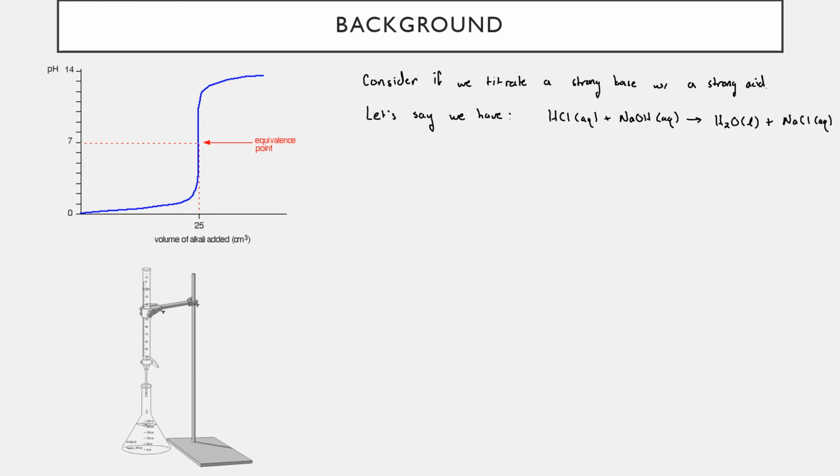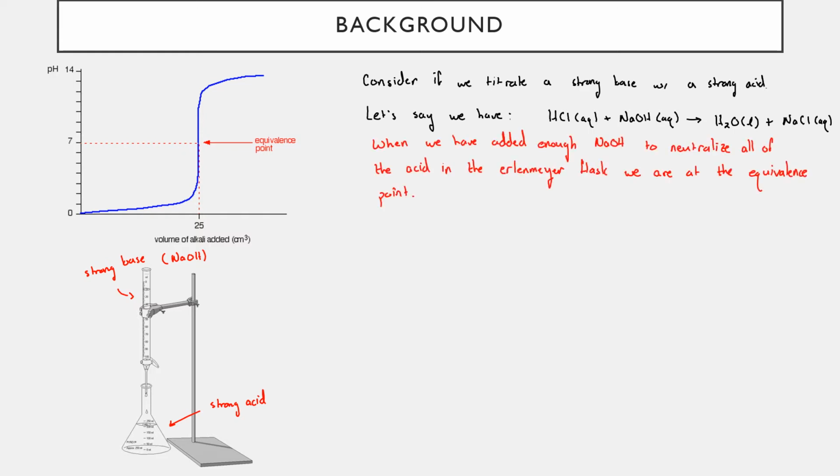So the setup would look something similar to what you've seen in the lab. You basically have a burette with the standard that we know the concentration, and that's going to contain a strong base, sodium hydroxide, and then our strong acid, which most likely is an unknown amount, is going to be in the Erlenmeyer flask below. So when we've added enough sodium hydroxide to neutralize all the acid that's present in that Erlenmeyer flask, we're going to be at the equivalence point.